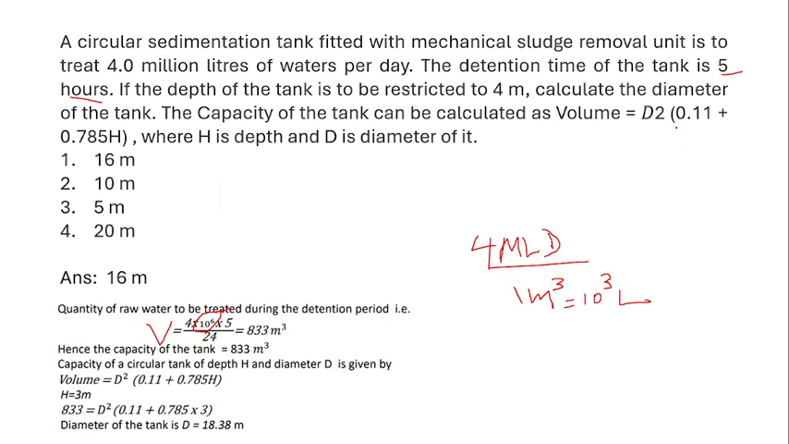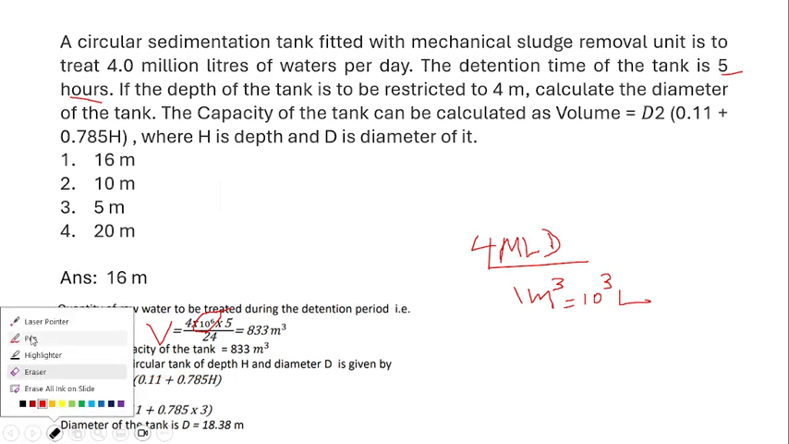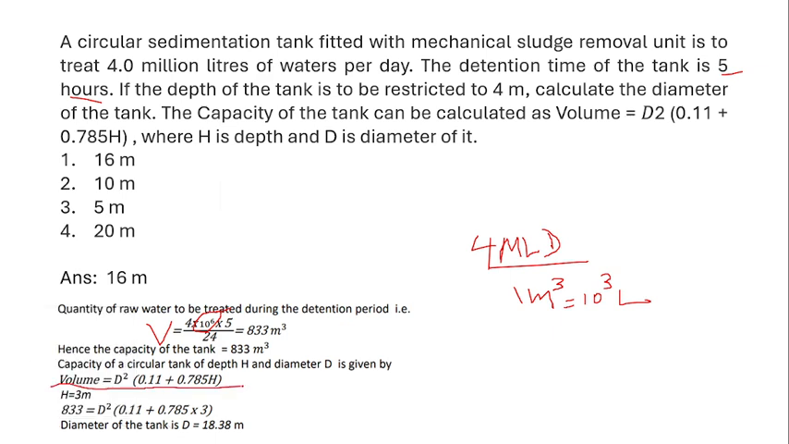And now using this equation, volume is equal to D square into 0.11 plus 0.785 H. Now the volume is known, which is 833, and H is also given. Here the depth of the tank is 4 meters. So H is 4 meter. We have to substitute 4 here, and then you have to solve this.